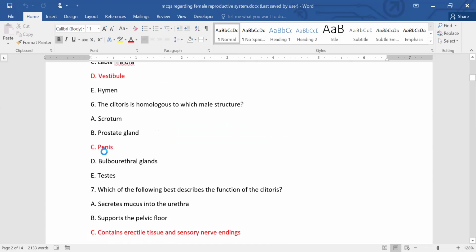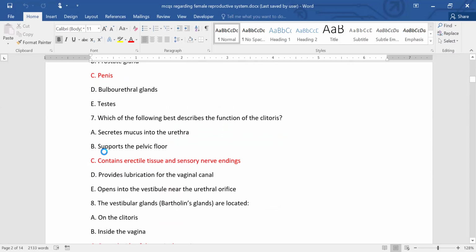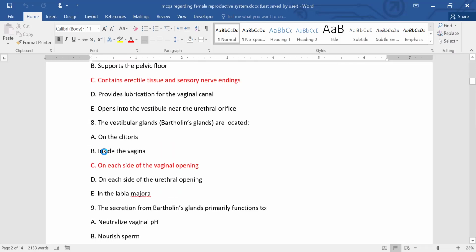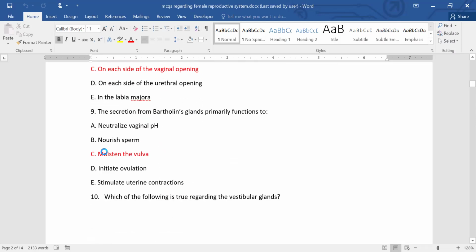Clitoris is homologous to which male structure? The penis. Which of the following best describes the function of the clitoris? It contains erectile tissue and sensory nerve endings. Where are the vestibular glands located? They open into the vestibule, on each side of the vaginal opening. The secretion from the Bartholin glands has the function to moisten the vulva.